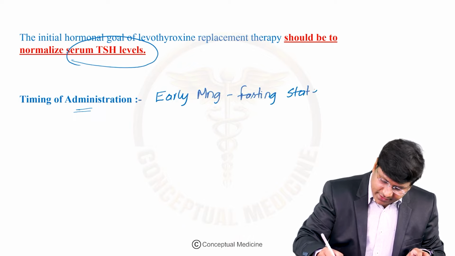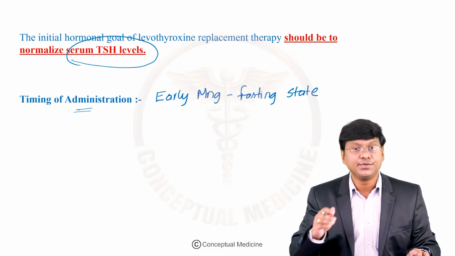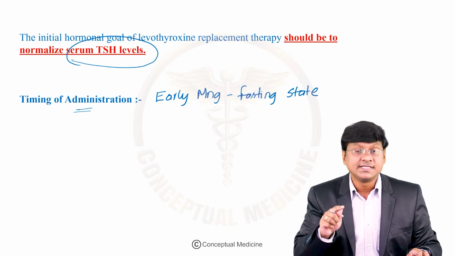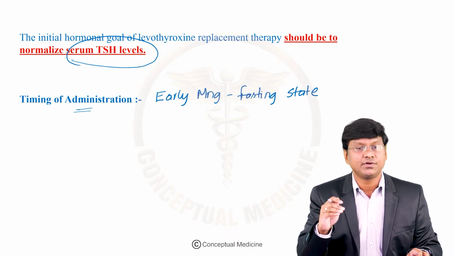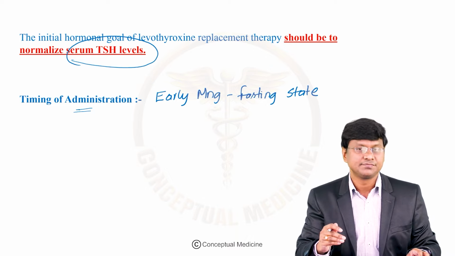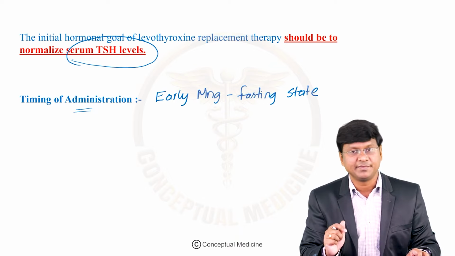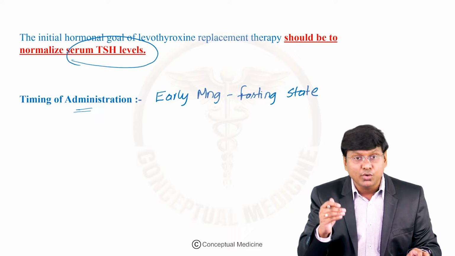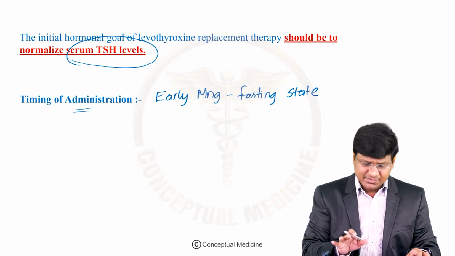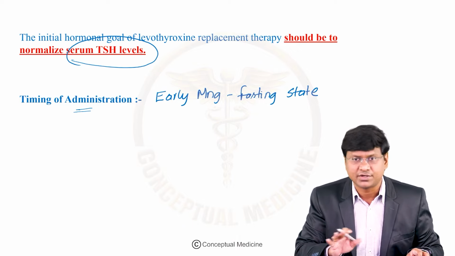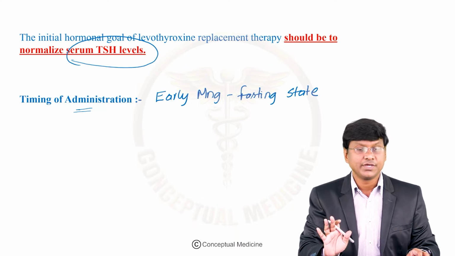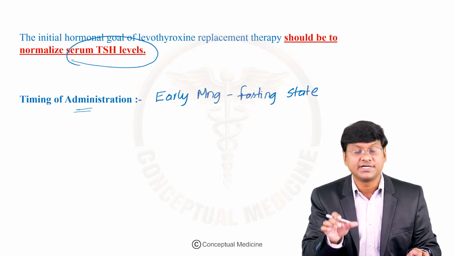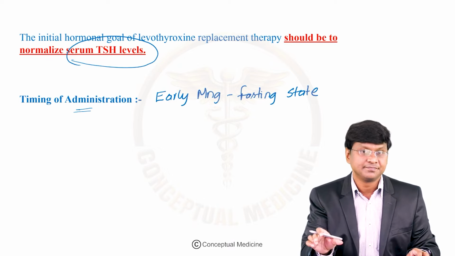Now, what will happen if you give this particular levothyroxine during bedtime? Bedtime levothyroxine administration will result in somewhat higher serum T4 and lower TSH levels compared to morning administration. So, when you give this at bedtime, you will have higher serum T4 and lower TSH levels. That is the reason why bedtime administration of levothyroxine is usually not advised. Whenever you are administering levothyroxine, it should be administered at a constant time.